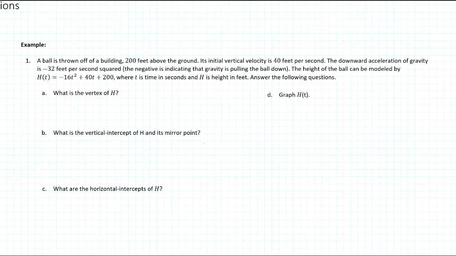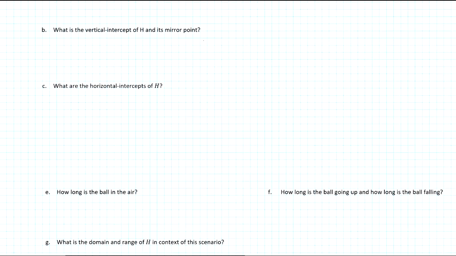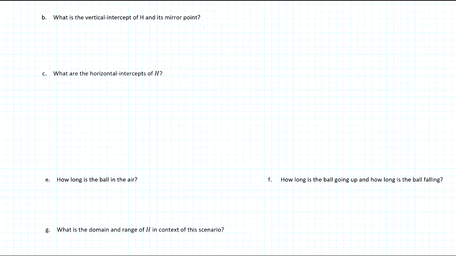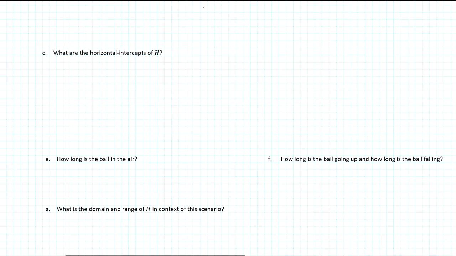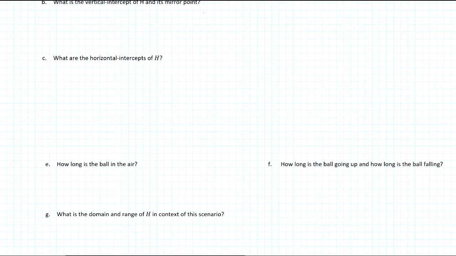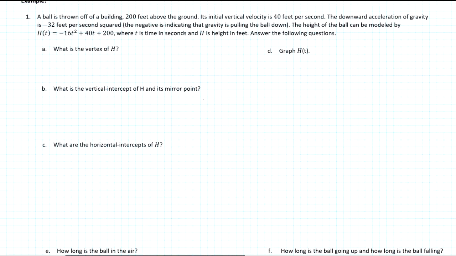We want to answer the following questions about this. We're going to find the vertex, find the vertical intercept and its mirror point. We're going to find the horizontal intercepts. We're going to get a graph. And then we're going to answer a couple of questions, like how long is the ball in the air, how long is the ball going up, and how long is it going down? What's the domain and range of the function h in context of this scenario?